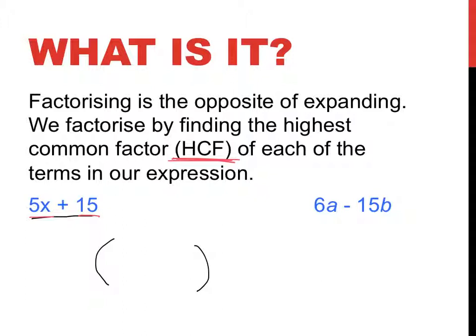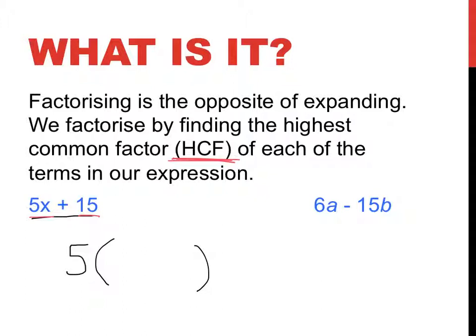What's a number that goes into 5 and 15? Well, 1 does, that's not helpful, 2 doesn't, 3 doesn't, 4 doesn't. 5 does. 5 goes into 5 once and into 15 3 times, so 5's going to be on my outside.